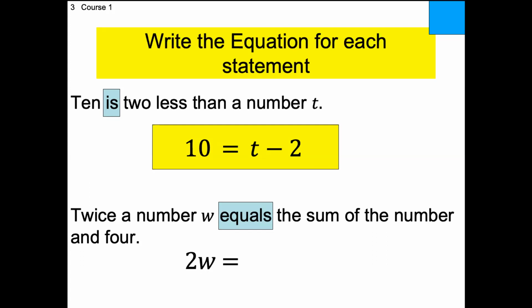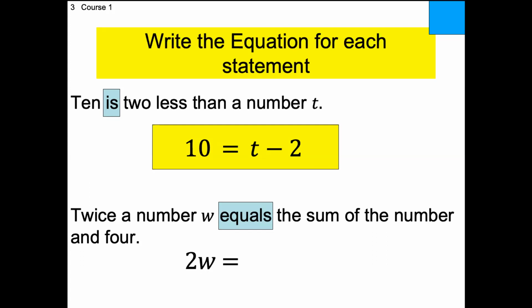You get to do the right side now. All right, read it first. The sum of the number and 4. What operation symbol do you recognize? Addition. Perfect. So which word started the sum? Which word means addition? Sum.